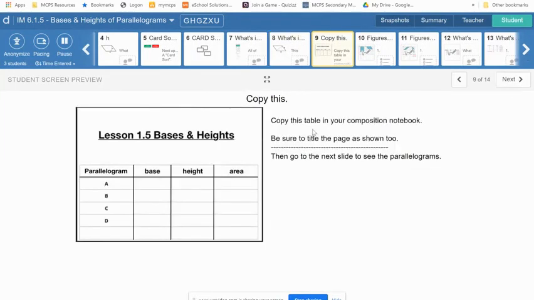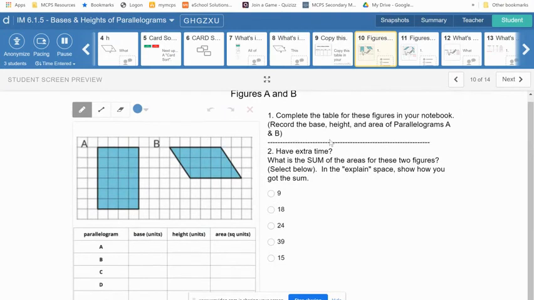Okay, copy this table into your composition notebook or a piece of paper. Let's go to the next one. All right. It says complete the table for these figures on a piece of paper. You don't have to do it on a notebook. Record the base, height, and area of parallelograms A and B.